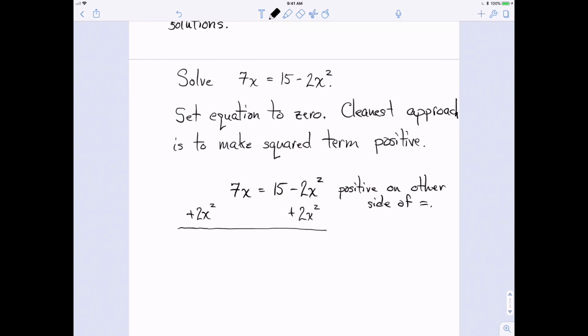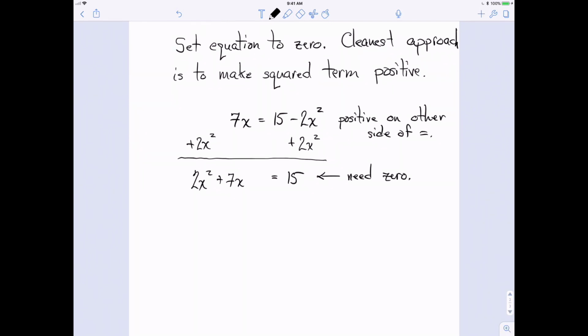Since these are not like terms, I'll give them separate columns. So I have 2x squared plus 7x. I'm going to leave a little space. I'll show you why. Equals 15. And then I need to get this to 0. This is a 15, but we need 0 here. So what we do is subtract 15.